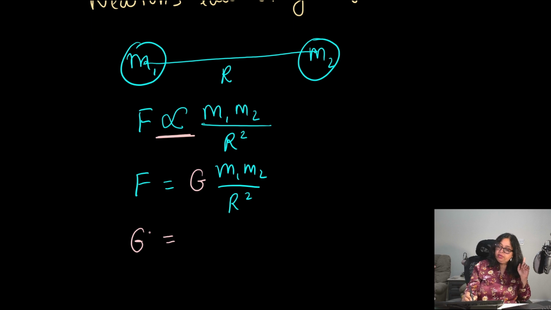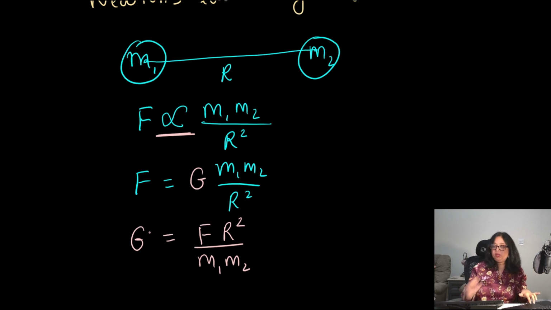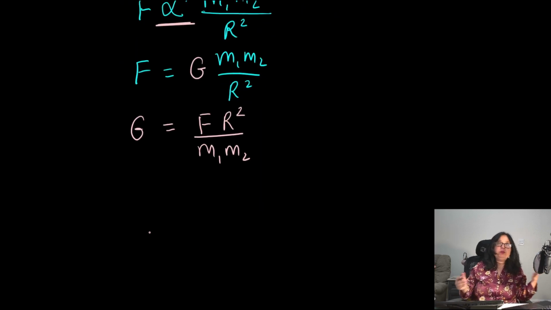So can you isolate G, can you show that G equals F r squared over m1 times m2? Let me know in the comments if you can do this. That will help me gauge what should be the level of these lectures and the problems that I'm making. Okay? So please do let me know if you can go from here to over here.